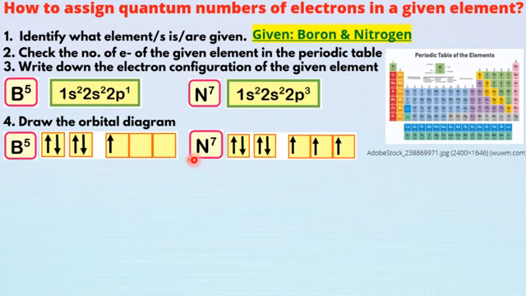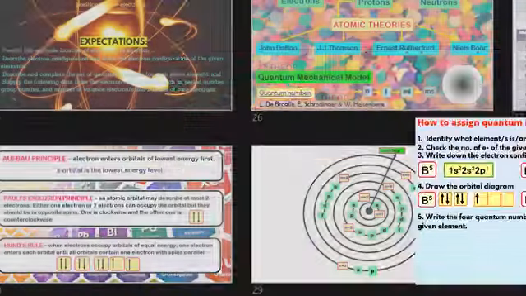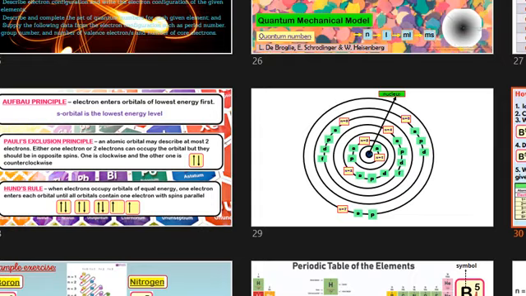Okay, it looks like this. As you can see, one arrow here because it is 5, 3 arrows to make it 7. So this is the electron configuration, and this is now the orbital diagram. Let's have the last step, which is writing down the 4 quantum numbers in the given element. So this is the final step. So how it looks like.